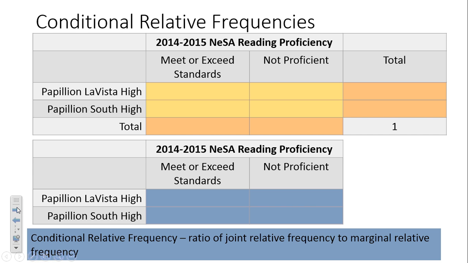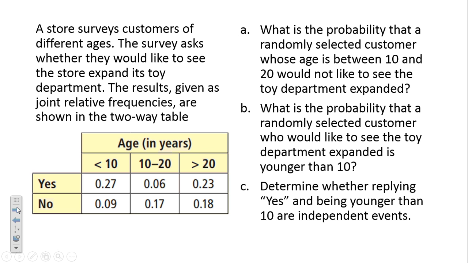Now let's talk about probability and how this stuff falls into this. So we've got a store who surveyed some people, okay? Maybe it's a Walmart, maybe it's a Target, maybe it's a department store, okay? And they've surveyed their customers of different ages. And they said, would you like to see this store expand its toy department? Okay. They gave us the joint relative frequencies here.